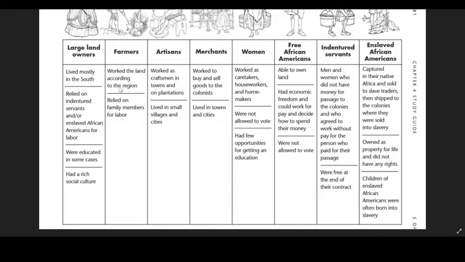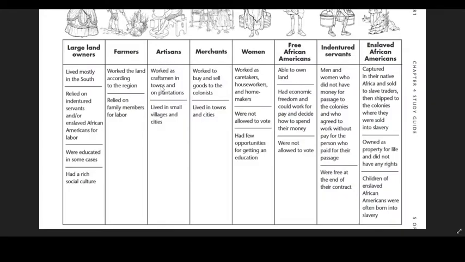Farmers, they worked the land according to the region. So if you were a farmer in the South, you probably grew tobacco or some other cash crop. If you lived in the Mid-Atlantic or even New England, you probably grew food. They relied on family members for labor. So remember we talked about the children would work on the farm. You know, your parents owned a farm and everybody helped out on the farm. That was what everybody did. No matter how old you were, you helped the family on the farm.